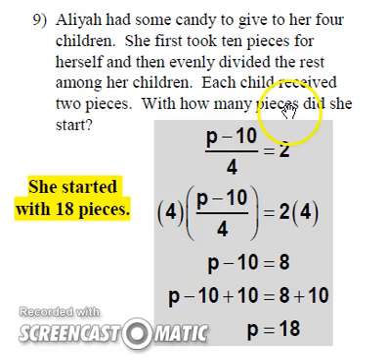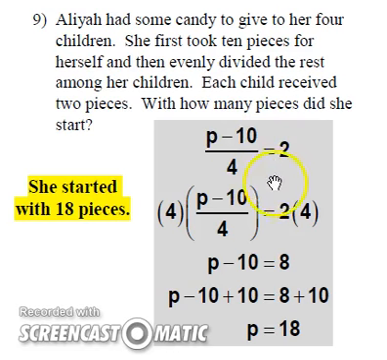So we can use P for pieces. That's how many pieces she started with. And what did she do? She took away 10 pieces for herself, and then she divided the rest of that by 4. So how do you find the rest? What you started with minus what she took away. That's going to give us the rest of the pieces that she has left, and she's dividing them amongst 4 kids. And those 4 kids are each getting 2 pieces. Okay, so this is how much each one of those 4 kids is actually getting.